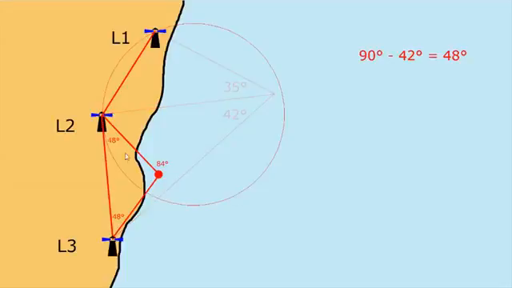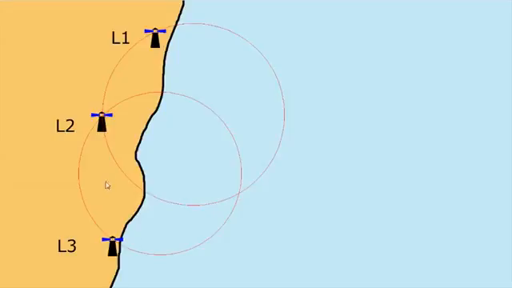So if we draw in the 48 degrees here and the 48 degrees there, from that point we draw a circle going through L2 and L3 like this. And where this line intersects is our actual position. So that is the position where we're getting both 45 degrees between L2 and L3, and we're getting 35 degrees between L2 and L1. So that is actually a fix of our position.